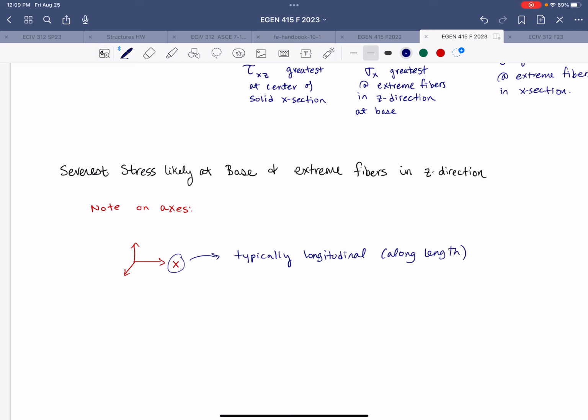And then the other two, you have y and z as your cross-section plane. So we'll complete that.